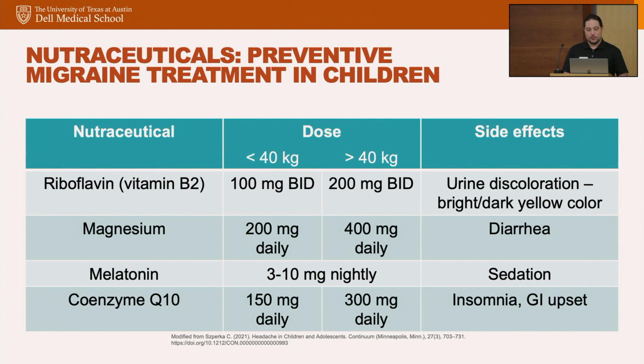The ones with the most evidence are riboflavin, or vitamin B2, magnesium, melatonin, or CoQ10. I generally start one at a time, and after the patient has failed 2 of them, I'll then move on to prescription medications.